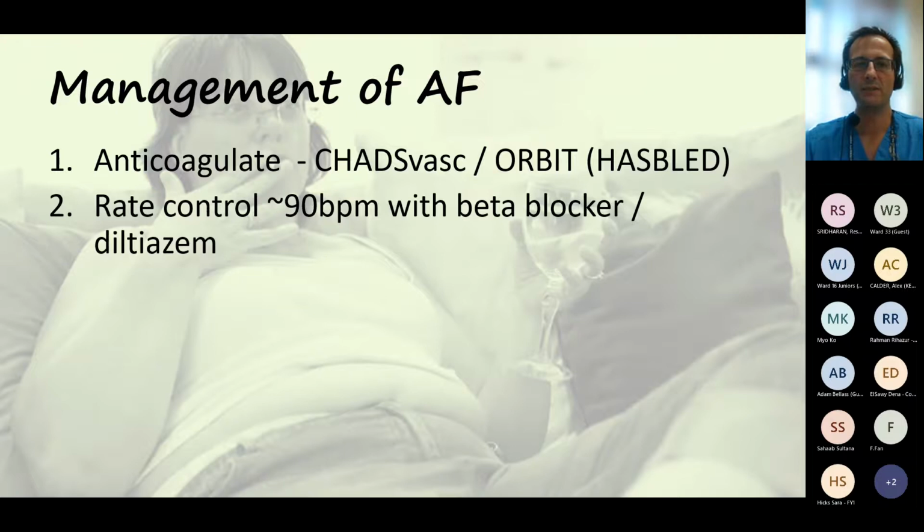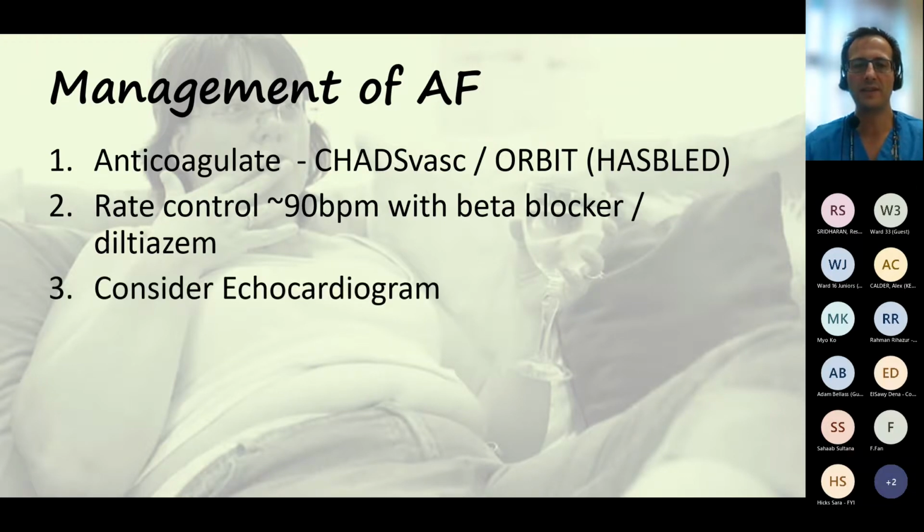Next, we need to consider rate control, and the precise rate is a hard one. It depends a bit on symptoms and what makes the patient feel better, but a rate of around 90 or below is probably what I would aim for, and beta blocker is the first choice drug for that. The problem with digoxin in a young patient is that it works reasonably well at rest, but when they exert themselves the heart rate flies off because you're not blocking the adrenaline. So a beta blocker is really first line choice, and probably a rate limiting calcium channel blocker like diltiazem would be second line. So that's 1 and 2.